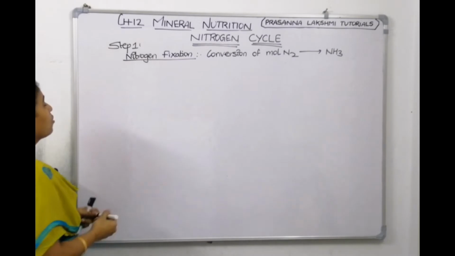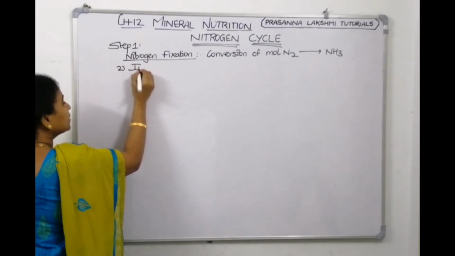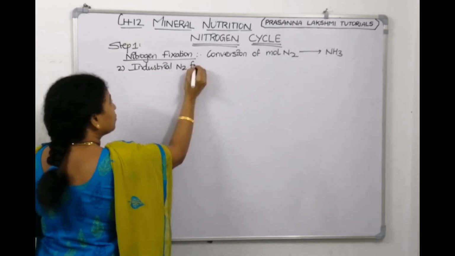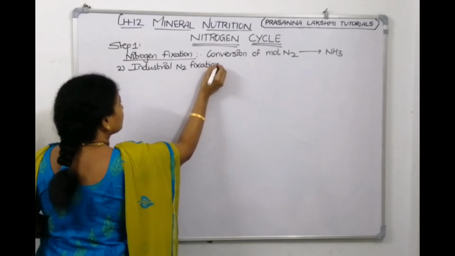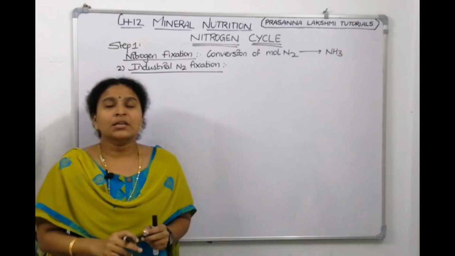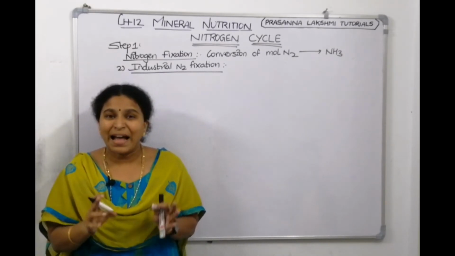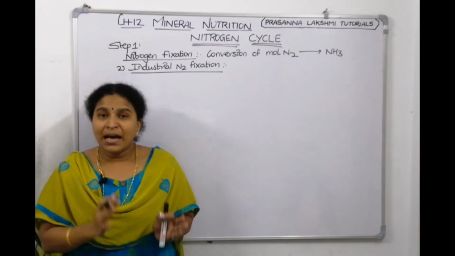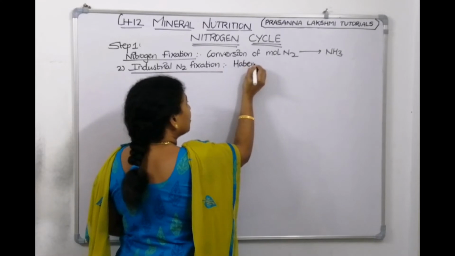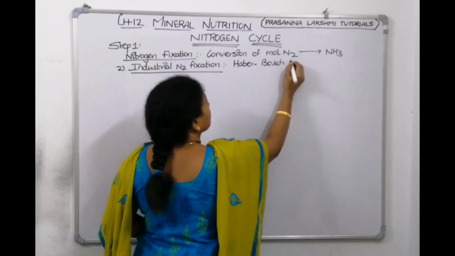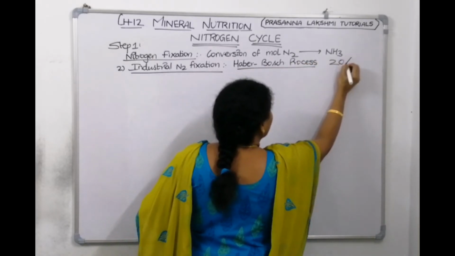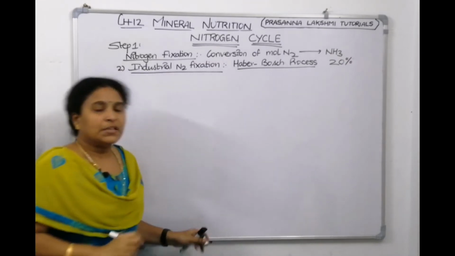Right, now let's talk about the second type. What is that? Industrial nitrogen fixation. This process was developed by two scientists called Haber and Bosch. That's why we call it the Haber-Bosch process. What is the process called? It is called the Haber-Bosch process, and it accounts for 20% of nitrogen fixation.